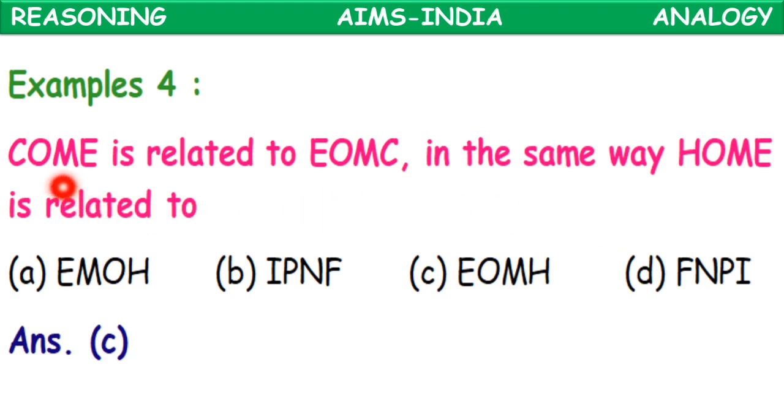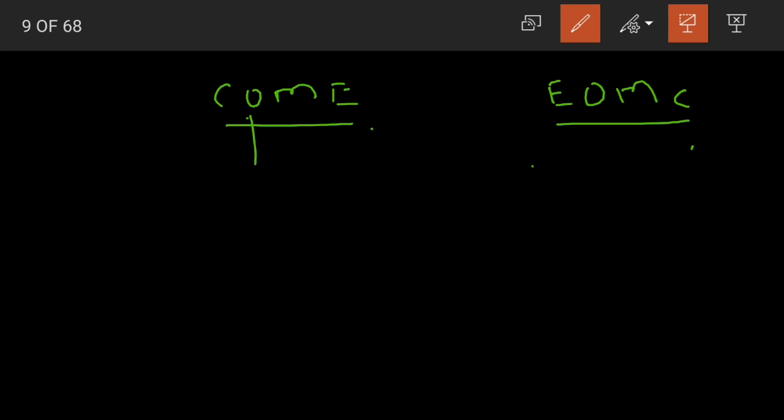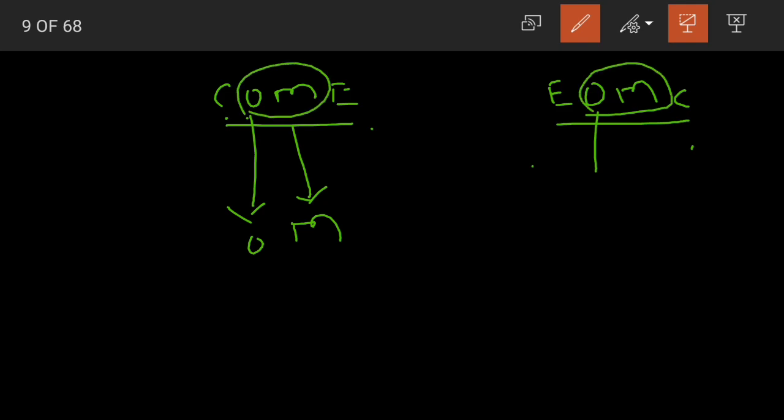Another example: come is related to EOMC in the same way home is related to ___. If we look at the word come and EOMC, what do we understand? That O is in the same place, M is in the same place. See, in the middle, O and M are unchanged. They are in the same places as in the original word.